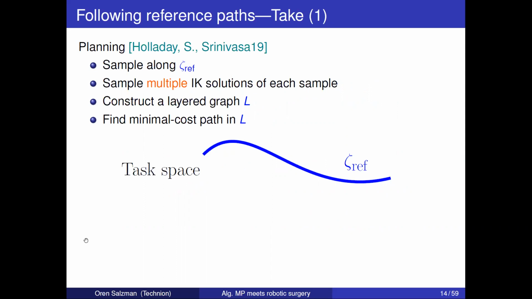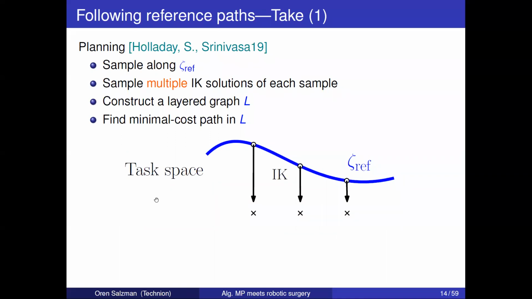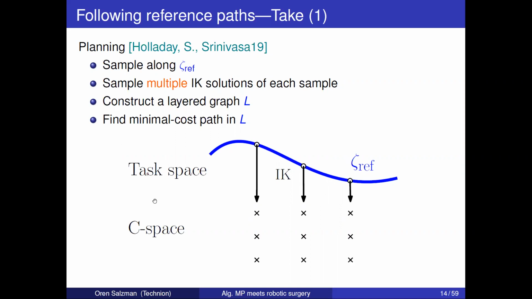So we have this reference path, and it's in task space. And the first thing that we're going to do is simply sample points on this reference path. So we have a bunch of points. Now we want to compute a path in the configuration space. So for each point, we need to compute the inverse kinematics. But we're not going to do one. We're going to compute several IK solutions for each sample.